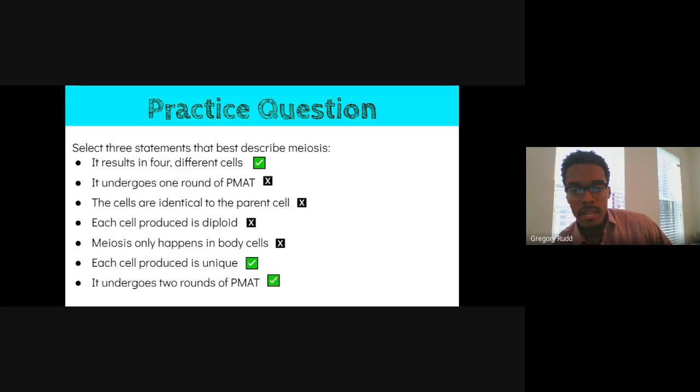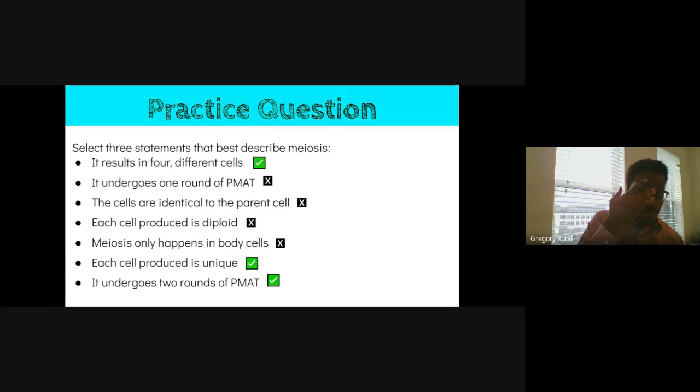So I'm going to leave this up so you guys can process this and potentially write it down. I would write down the 3 statements that are true of meiosis. Okay. We'll leave it up for just maybe 20 more seconds.